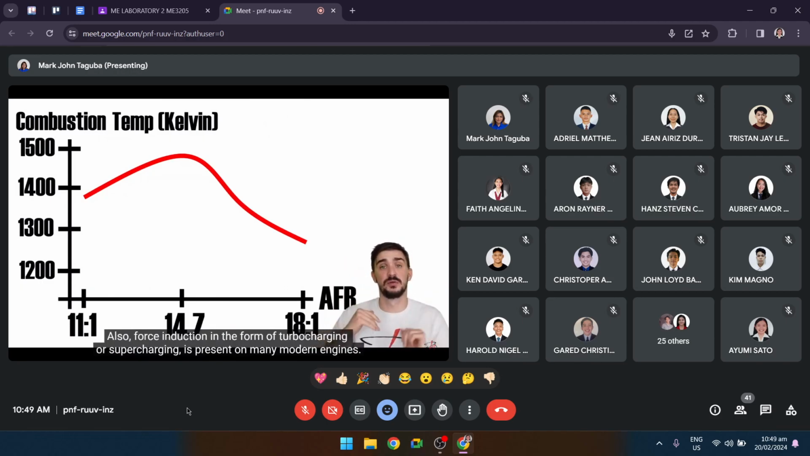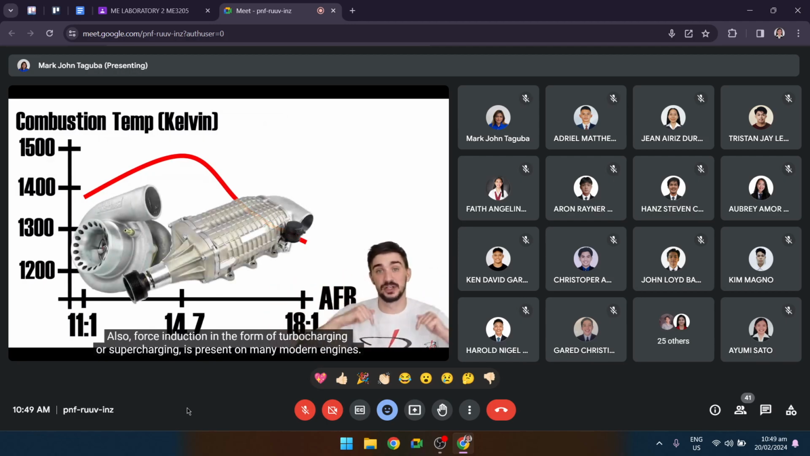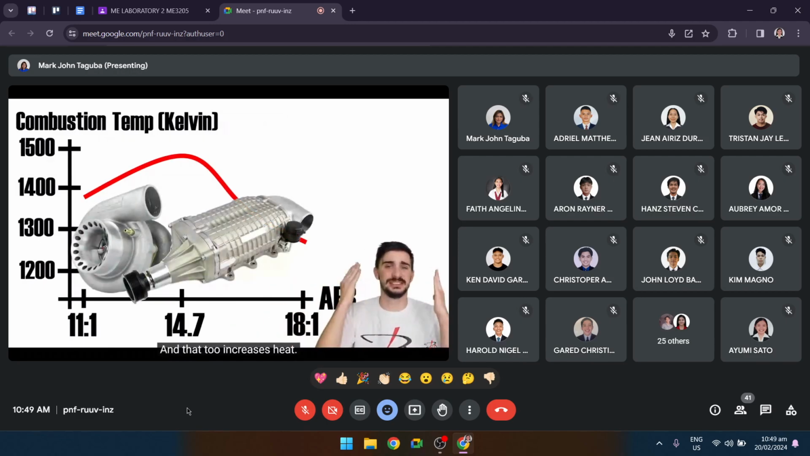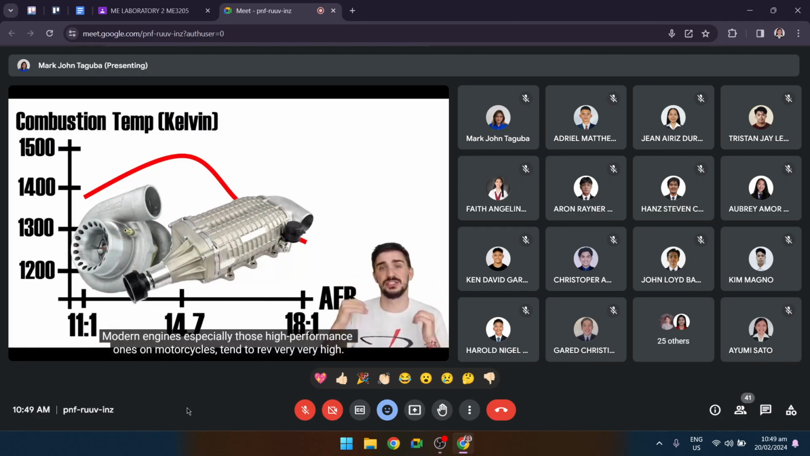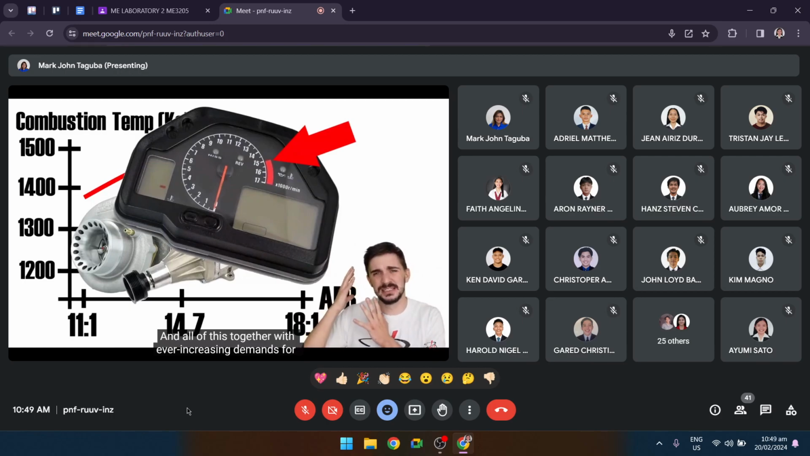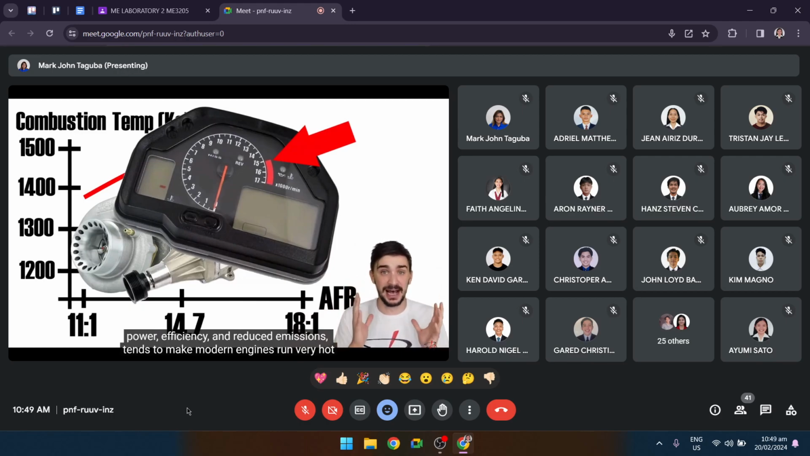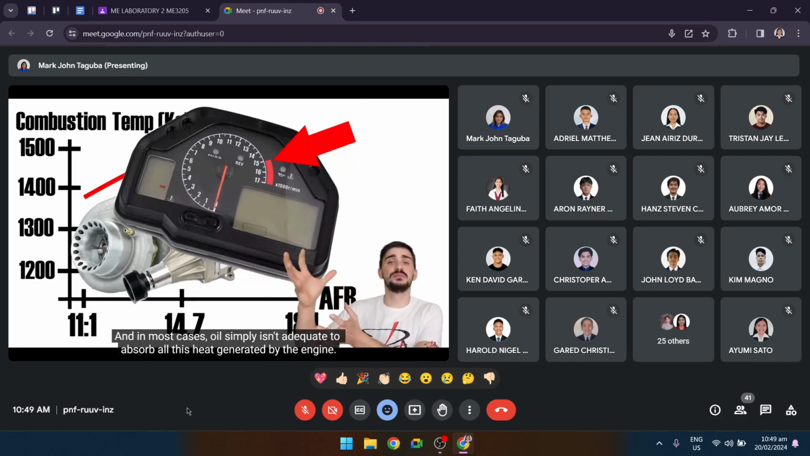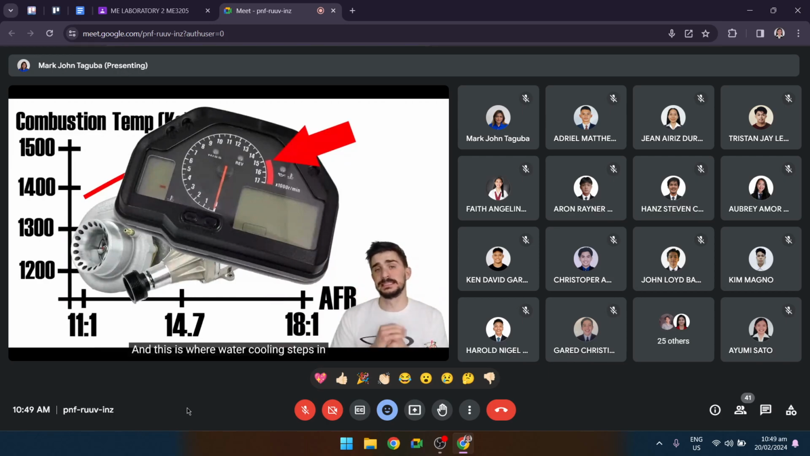Also, forced induction in the form of turbocharging or supercharging is present on many modern engines, and that too increases heat. Modern engines, especially those high-performance ones on motorcycles, tend to rev very, very high, and that's another source of increased heat. And all of this, together with ever-increasing demands for power, efficiency, and reduced emissions, tends to make modern engines run very hot. And in most cases, oil simply isn't adequate to absorb all this heat generated by the engine. And this is where water cooling steps in.